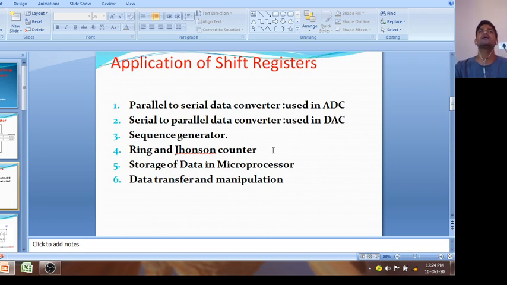Next, storage of data in microprocessor. Okay, you know registers are the fastest among all the available memory. The fastest memory is register, and registers are available inside your microprocessor. In a microprocessor there are three things: registers, the ALU, arithmetical and logical unit, and the control unit. So you will see how registers are used in microprocessor to store temporary data.